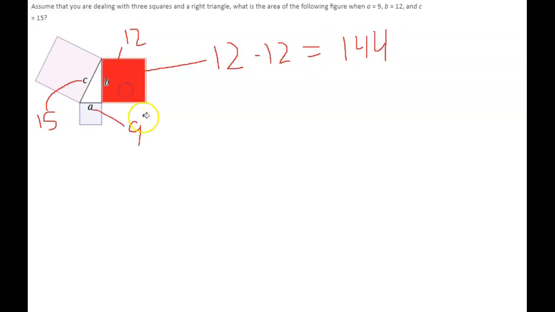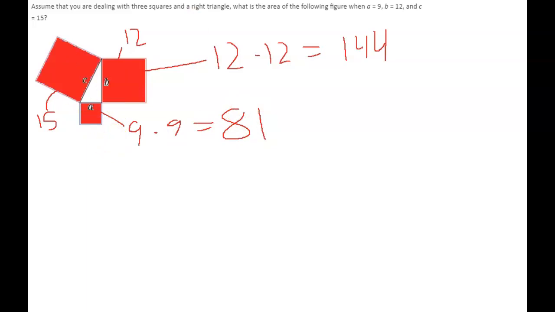So this square right here, if one of its sides is 12, then all its sides are 12. So 12 times 12, 144 is the area of that square. Same with this bottom square right here. A is one of its sides, so 9 times 9, which is 81, would be the area of that square. And this square over here is going to be 15 times 15, since one of its sides was C. 15 times 15, I think that's 225, is the area of that square.